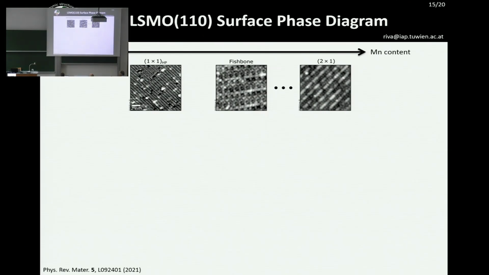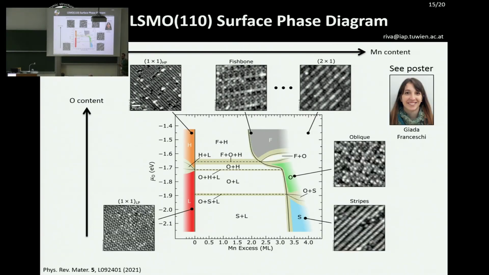So I told you surface structures of LSMO depend on the manganese content. Well, the story is a bit more complicated than that. Turns out they also depend on the oxygen content. So it's not only a one-dimensional phase diagram, but a two-dimensional phase diagram. Luckily, we found a way to take our experimental observations and put these structures into a phase diagram where we can now tell which surface reconstruction is stable where.